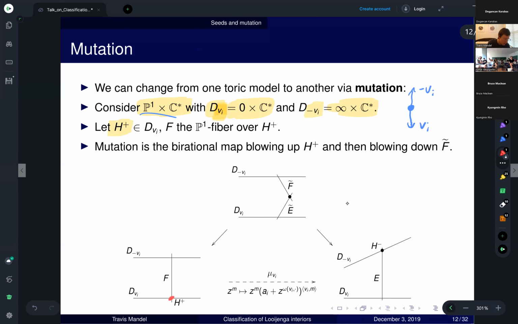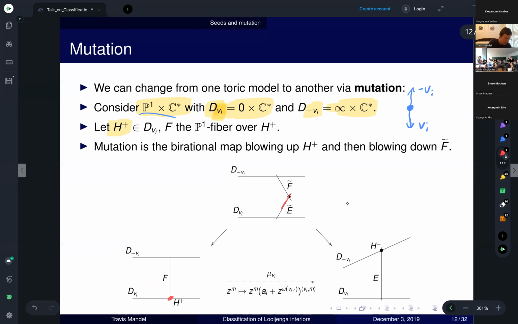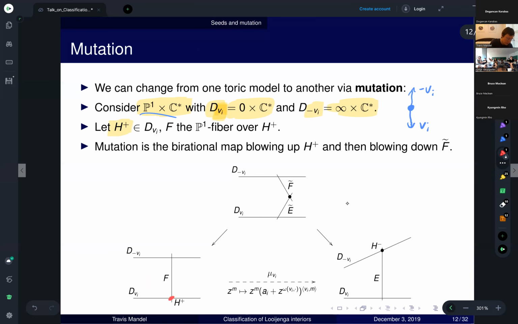Now we blow up this point. That gives us an exceptional divisor. Call that E tilde for now. Exceptional divisor E tilde. And then we can take the proper transform of F under that blow-up. Call that proper transform F tilde.